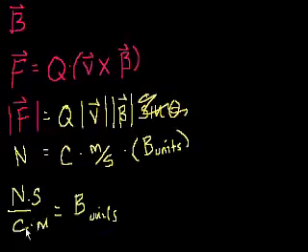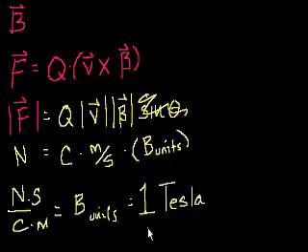That might seem a little disjointed, and they've come up with a brilliant name, named after a deserving fellow, Nikola Tesla. So 1 newton second per coulomb meter is equal to 1 tesla. I'm actually running out of time in this video because I want to do a whole problem here. But I just want you to sit and think about it for a second.